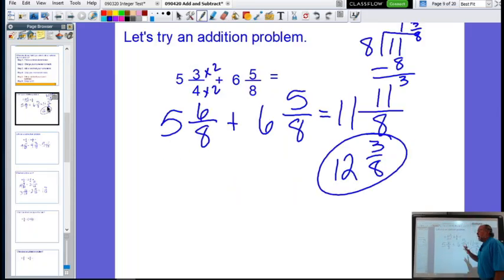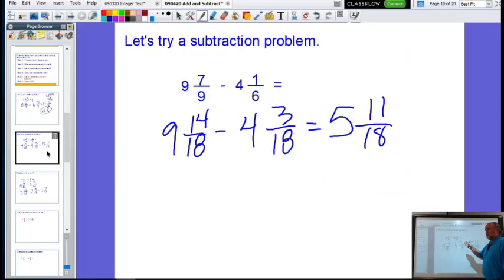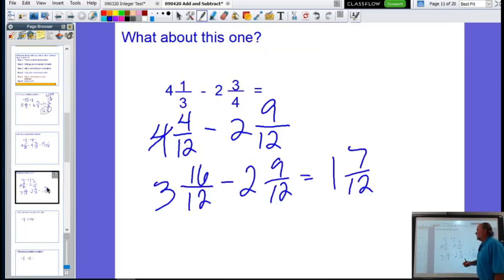Okay? So we've talked about 3 things today before we go to the new thing. We've talked about how to add mixed numbers. We've talked about how to subtract mixed numbers without borrowing. And we've talked about subtraction with borrowing. So now this brings us to our lesson for today.